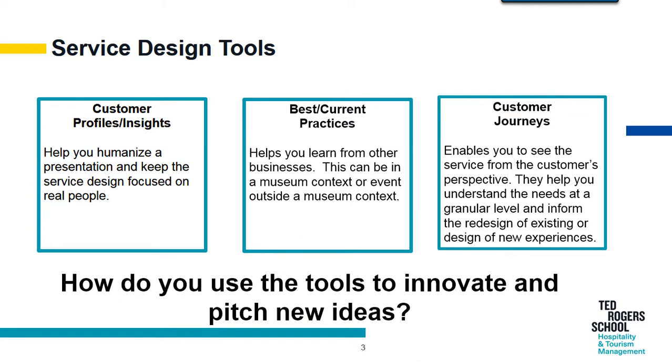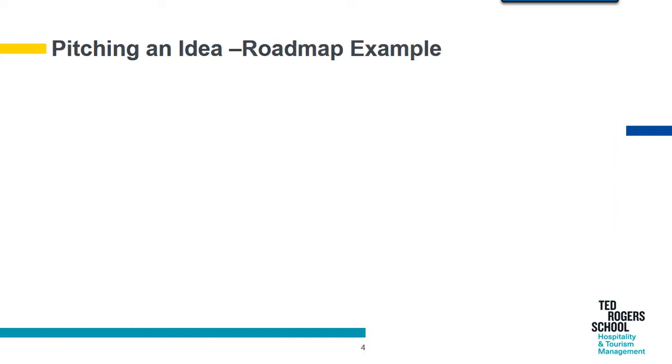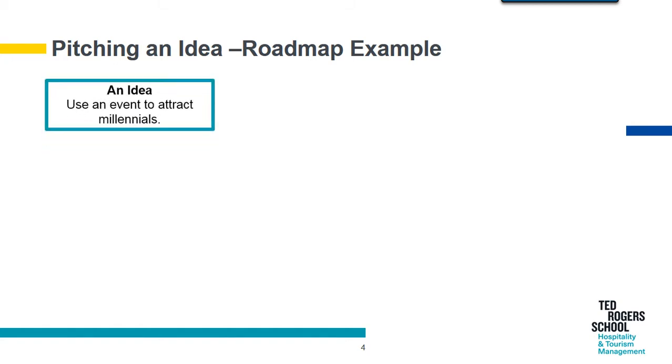So the question is, how do you use the tools to innovate and pitch new ideas? I'm going to walk you through a scenario. The new idea I've come up with is to use an event to attract millennials to the museum. Not rocket science here. I'm sure some of you are pitching a similar idea, so I'm not speaking out of turn and sharing anybody's ideas, but your best practices would have easily identified this. So I want to pitch an idea to attract millennials.